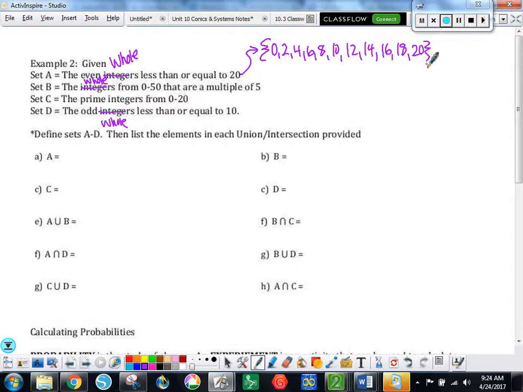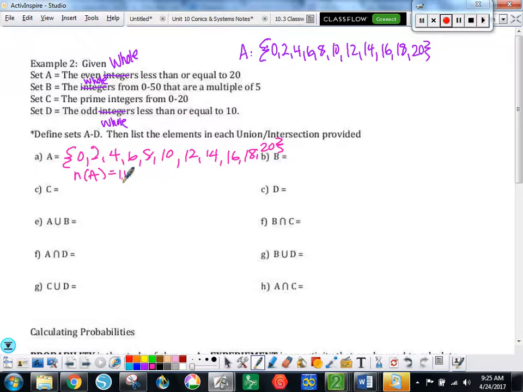So this is set A. 2, 4, 6, 8, 10, 12, 14, 16, 18, 20. And how many elements are in set A? 11. Because of the 0, it's 11. If the 0 isn't there, it would be 10.